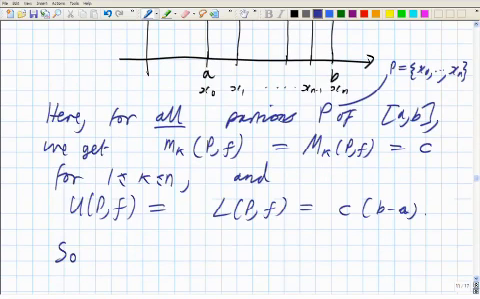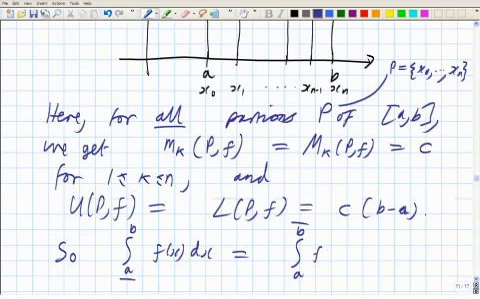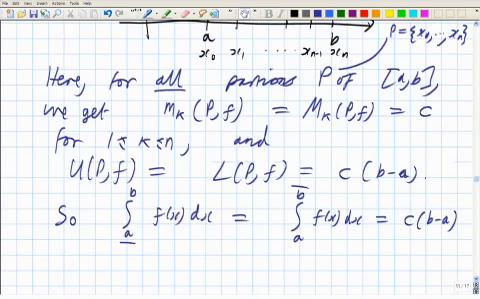So, since they're all the same, by the time you take the infimum or the supremum, they stay the same. So you get the lower integral, it's the same as the upper integral. It's still c times (b minus a). Thus, f is Riemann integrable. If the lower integral equals the upper integral, then it's Riemann integrable.